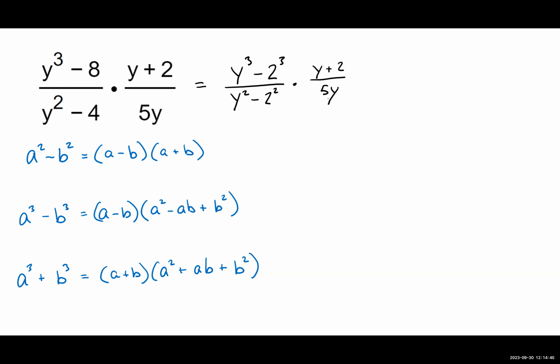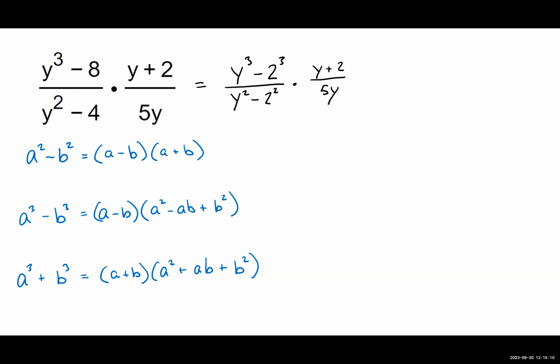This is not factored yet. This is not factored yet. This is just written in the form so it matches up with one of these factoring formulas. So the first one, A squared minus B squared, applies to the y squared minus 4, and the A cubed minus B cubed applies to the y cubed minus 8. The third one, on the bottom, we don't need.